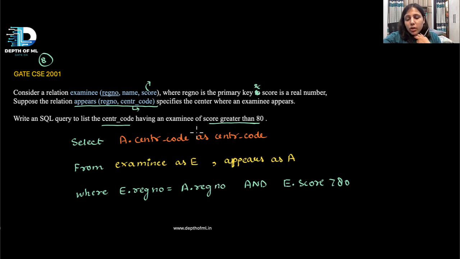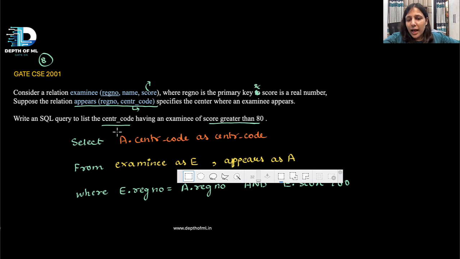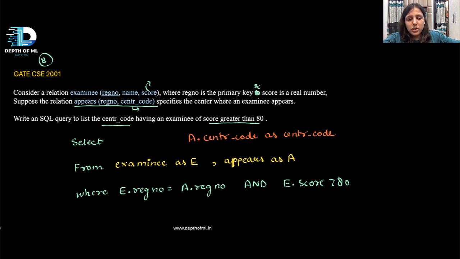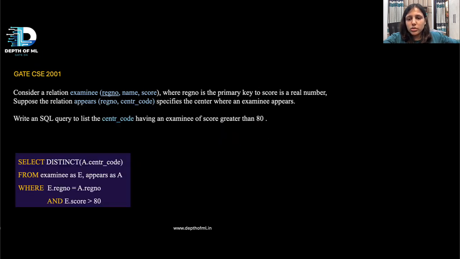Now see, from one center code there might be multiple people scoring more than 80, right? Because SQL automatically doesn't remove the duplicates, we should use the distinct keyword, because with these kinds of queries we would want to see distinct codes. So we'll do distinct A dot center code as center code. Okay, so this is your final query.